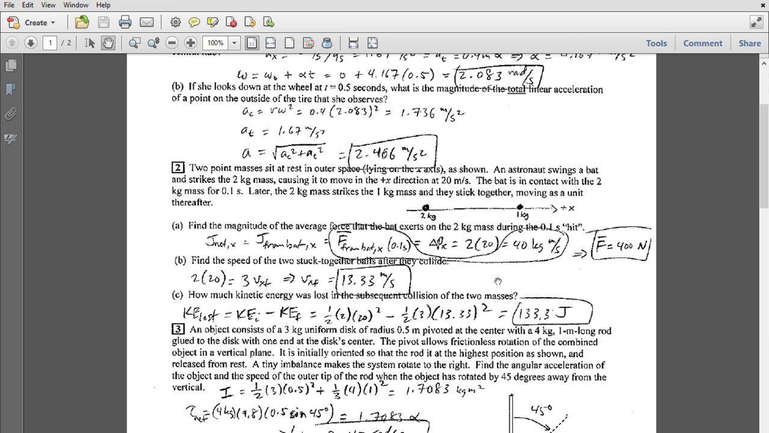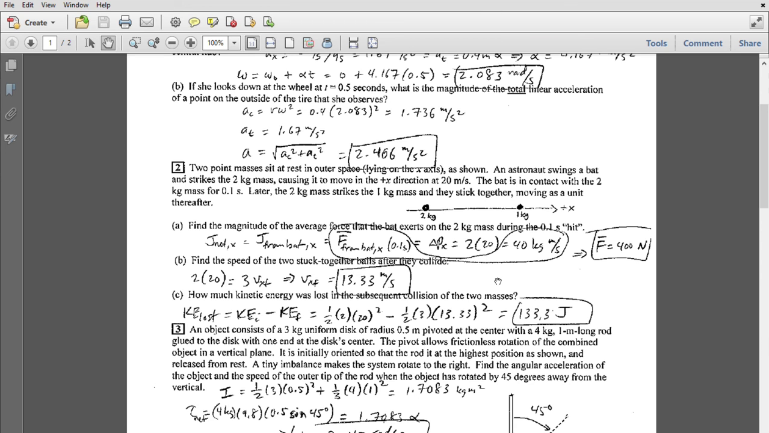Problem 2. Two point masses sit at rest in outer space. They're lying on the x-axis. An astronaut swings a bat and strikes the 2 kilogram mass, causing it to move in the plus x direction at 20 meters per second. The bat is in contact with the 2 kilogram mass for 0.1 seconds. Later, the 2 kilogram mass strikes the 1 kilogram mass, and they stick together, moving as a unit thereafter.